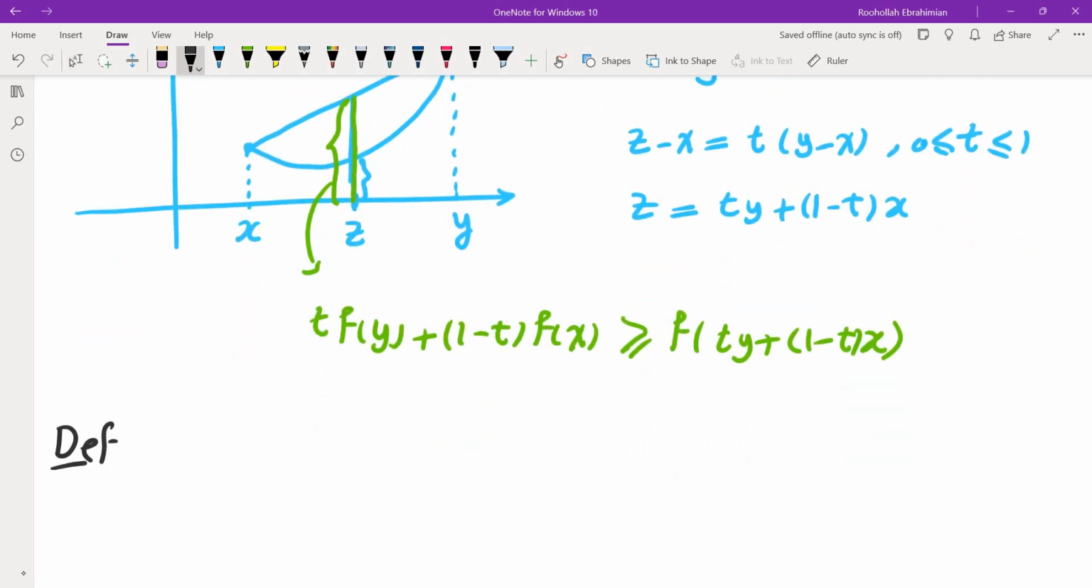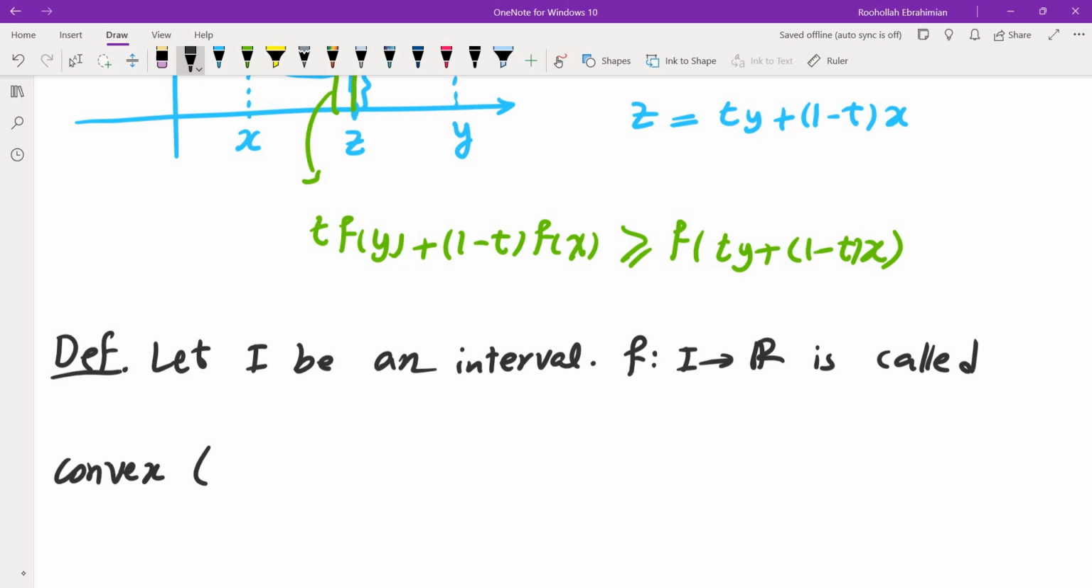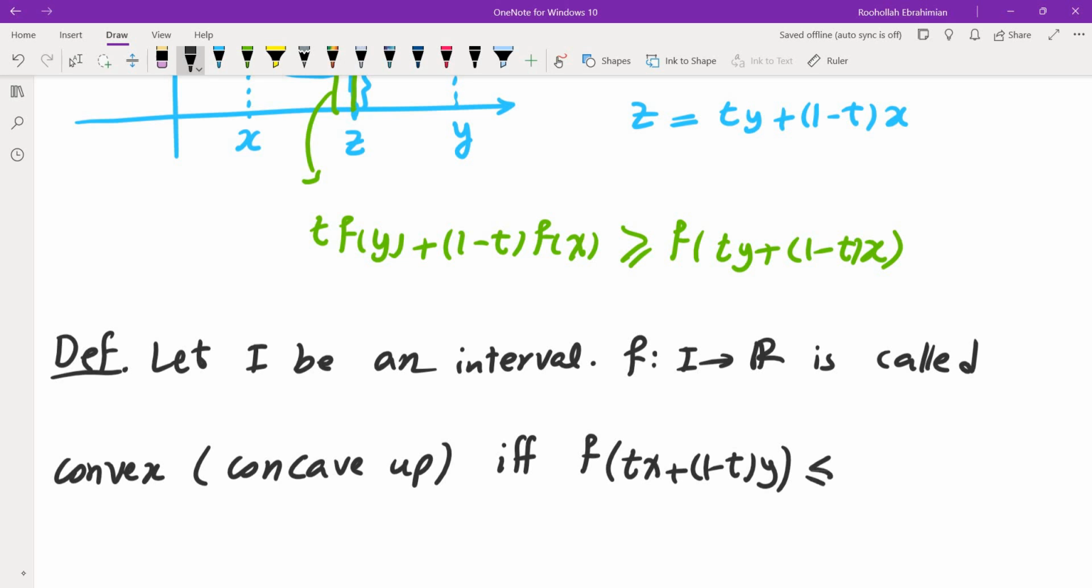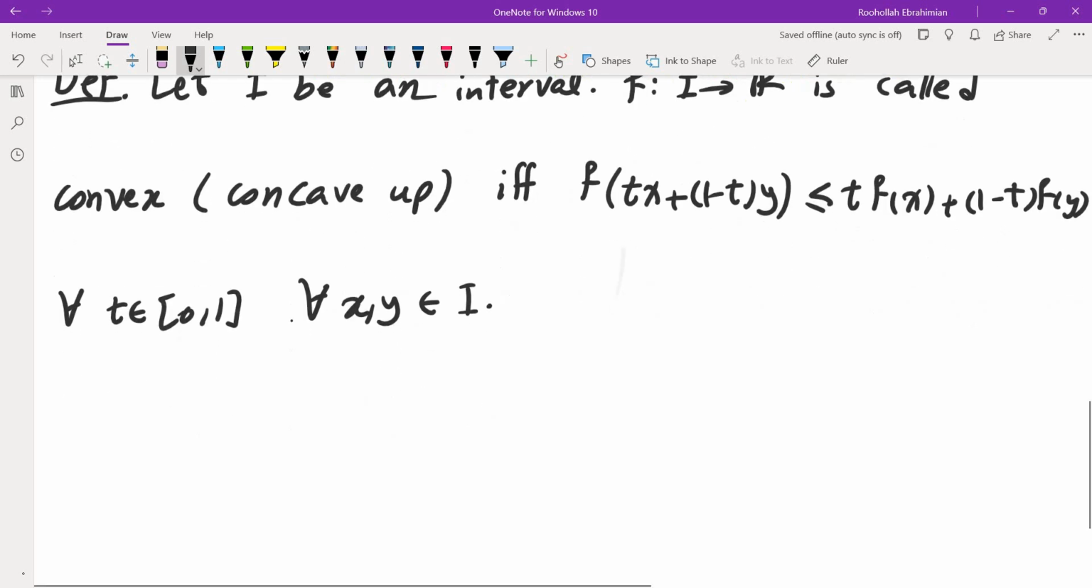So let's write down the definition. Let I be an interval. f from I to R is called convex or concave up if f of tx plus (1 minus t)y is less than or equal to t f of x plus (1 minus t) f of y for all t in the interval [0, 1] and for all x and y in the interval I. Notice that tx plus (1 minus t)y is still in the same interval I because it's just something between x and y. So let's look at some examples.